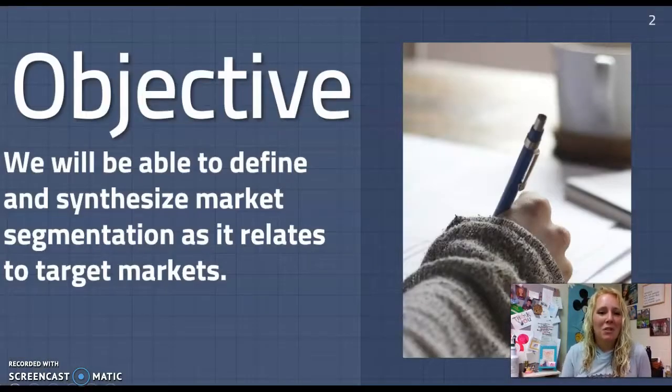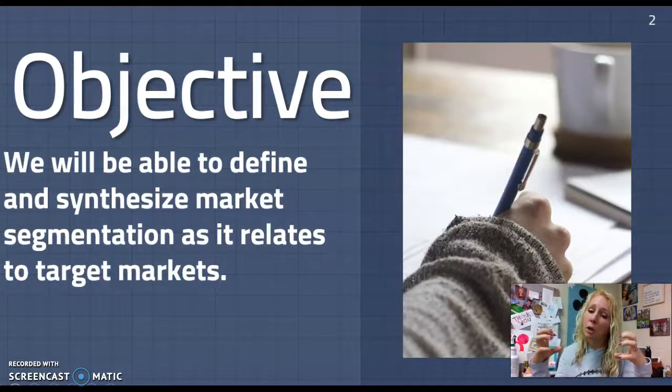Today, what we are going to do is be able to define and synthesize market segmentation as it relates to target marketing. Again, that's kind of that breaking apart of the target markets in the creation of a product or store or restaurant, okay?